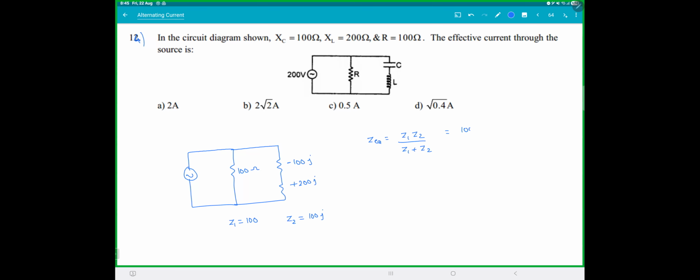That turns out to be 100 into 100 J by 100 plus 100 J. 100 will cancel off. Then this will be J into 1 minus J by 1 minus J square. I think that will come out to be 50, 1 plus J. Anyway, you just want the magnitude anyway. So mod Z will be 50 root 2.